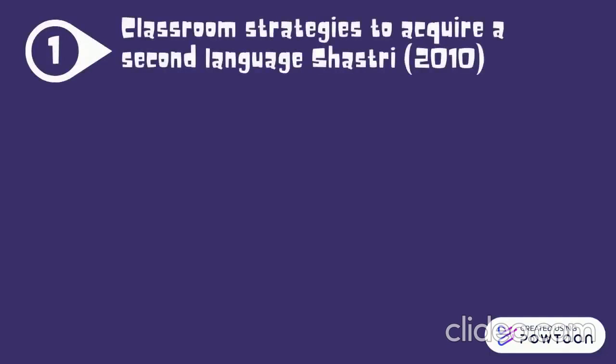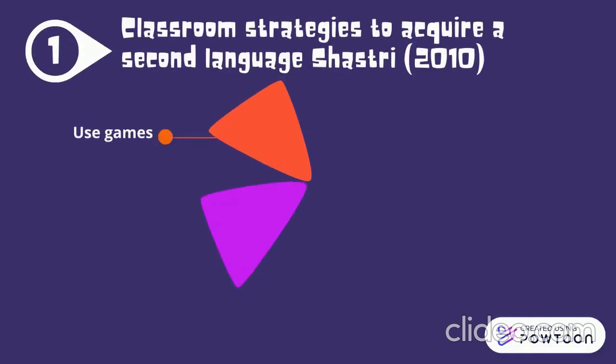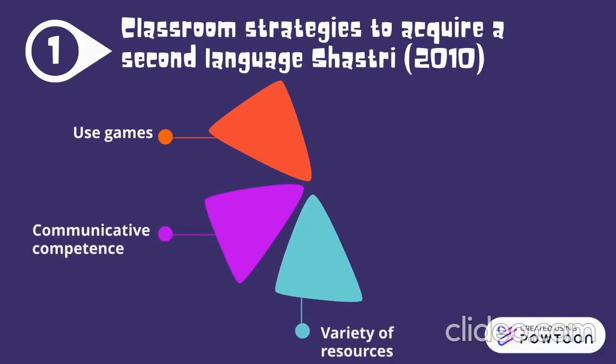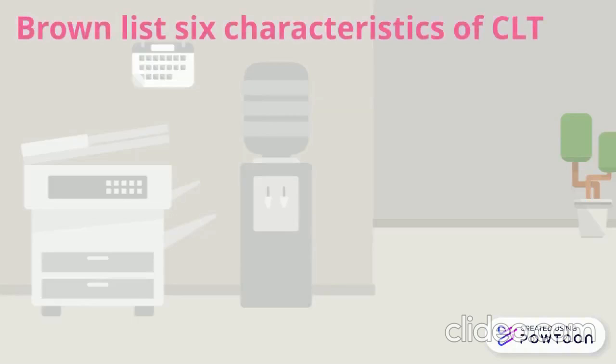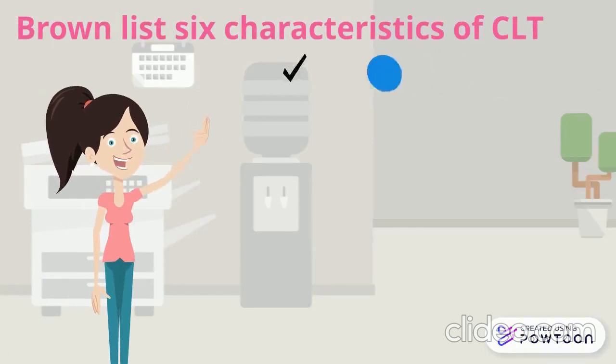Classroom strategies to acquire a second language, according to Sastry 2010. First, teachers should use games. Second, communicative competence. Third, a variety of resources. Fourth, the four natural stages of language acquisition must be followed. And finally, avoid stress. Brown lists 6 characteristics of CLT.